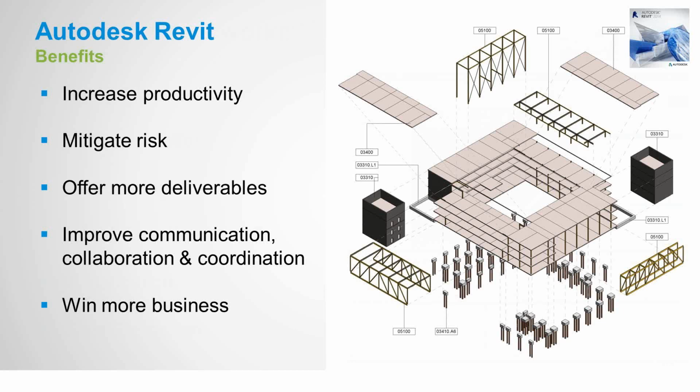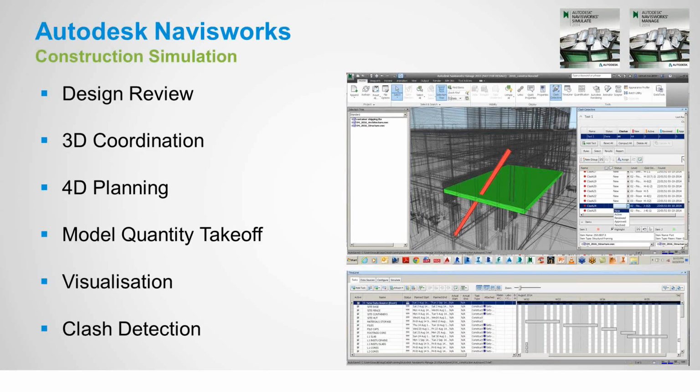So we can run design review, 3D coordination, 4D planning, which is our logistics, quantity takeoff, and visualization. You can do rendering on the cloud from Navisworks, all within the Navisworks Simulate. And then when you move up to the Navisworks Manage, you get the clash detection feature, which will go through your model and highlight all the different errors that could exist in it before you go out to site.